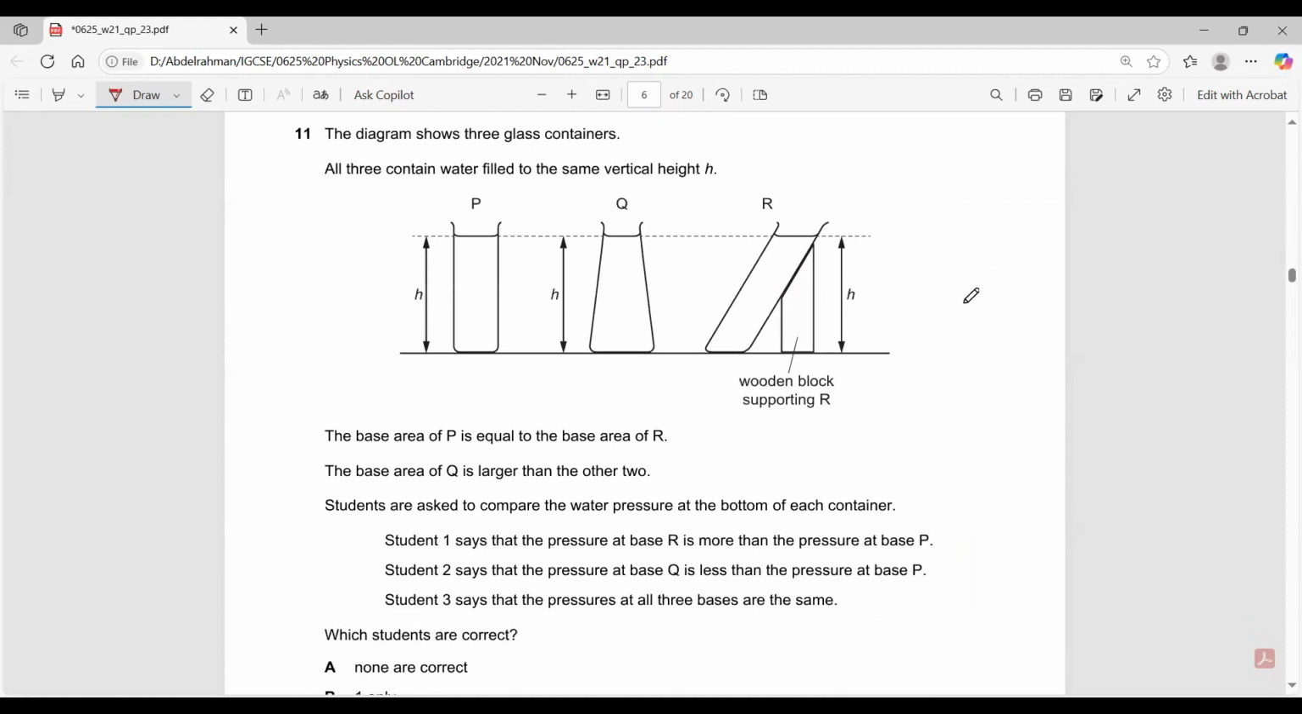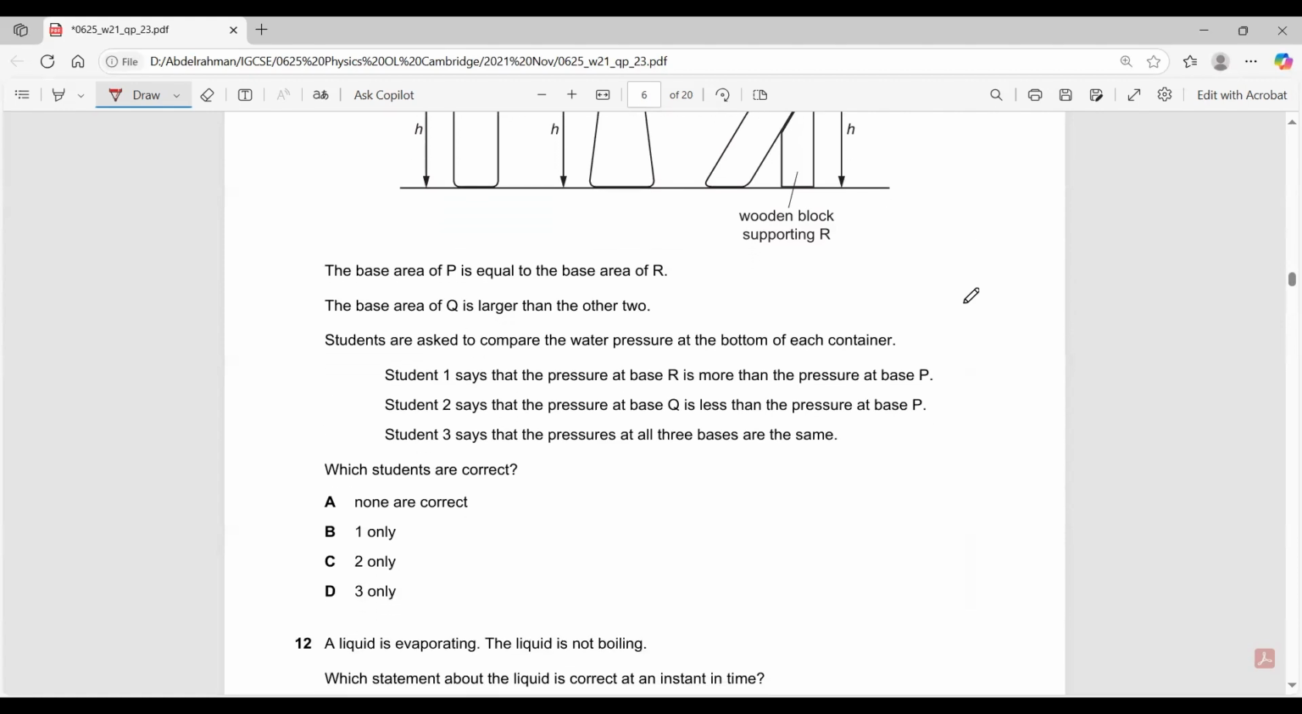Okay. The diagram shows three glass containers. All three contain water filled to the same vertical height. The area of the base of P is equal to the area of the base of R. The base area of Q is larger than the two. Students are asked to compare the water pressure at the bottom of each container.